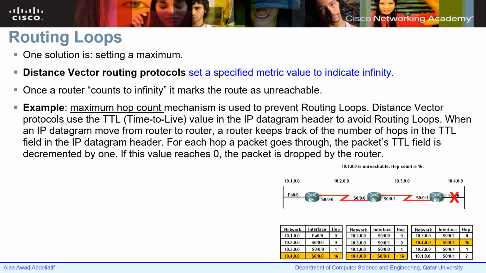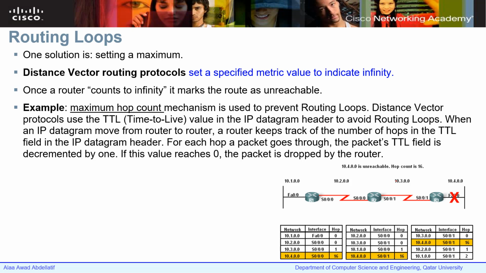So in distance vector routing protocol, we use TTL or time to live in the IP header. In the IP header of each packet, we'll put a time to live. This means how many times this packet will be considered in the network before I drop this packet. For example, for setting a maximum, we'll consider the maximum number of hops to be 16. So the TTL will be 16.